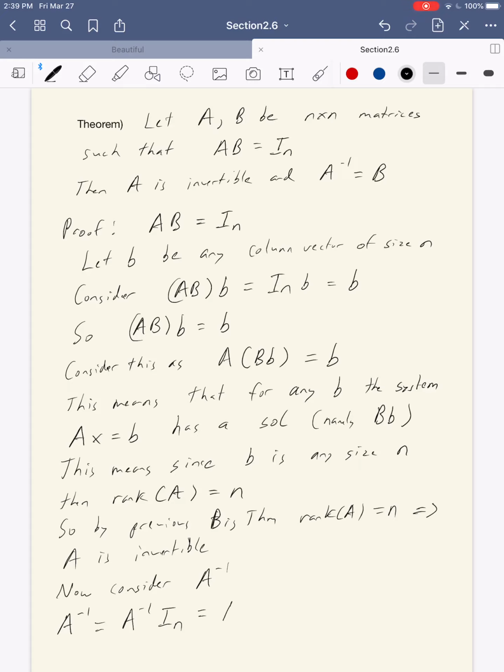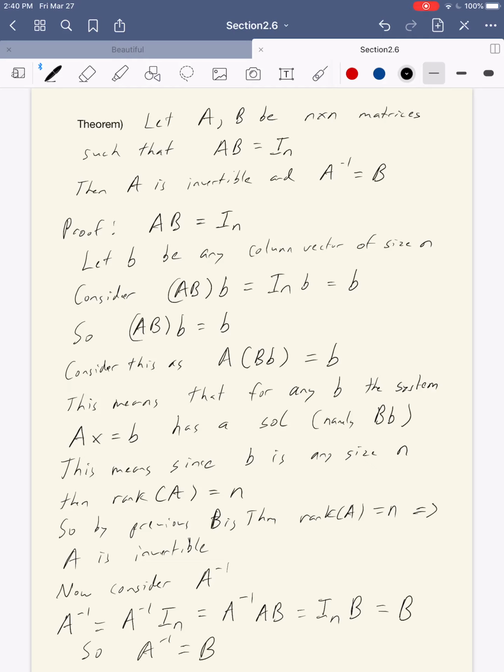And if you think about that, well, by this property up here, we assume that AB is the same as the identity matrix. So we can replace that identity matrix with AB. Now we can do a little grouping and say, okay, A inverse times A, that's the same as the identity matrix by the definition of the inverse, times B. But what's I_n times B? Well, that is, of course, just B. So what have we shown? We've shown that A inverse is indeed B. So A inverse does equal B.